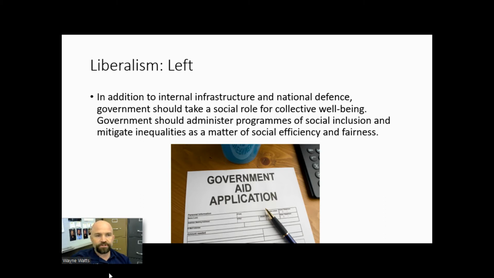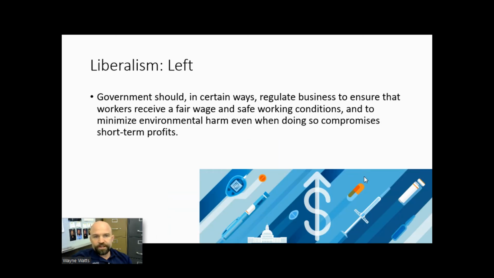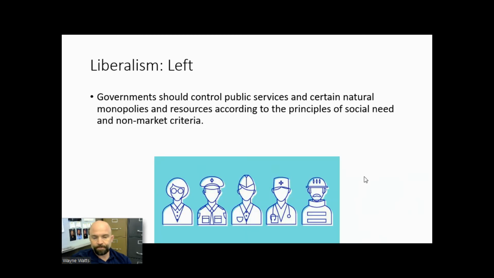Government should administer programs of social inclusion and mitigate inequalities as a matter of social efficiency and fairness. Government should, in certain ways, regulate business to ensure that workers receive a fair wage and safe working conditions, and to minimize environmental harm, even when doing so compromises short-time profits of, say, corporations. Government should control public services and certain natural monopolies and resources according to the principles of social need and non-market criteria.